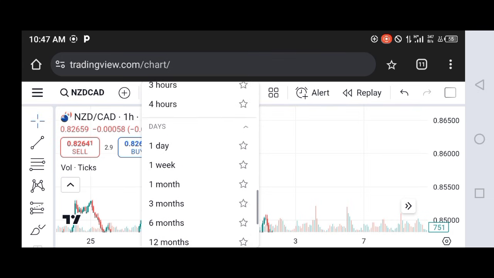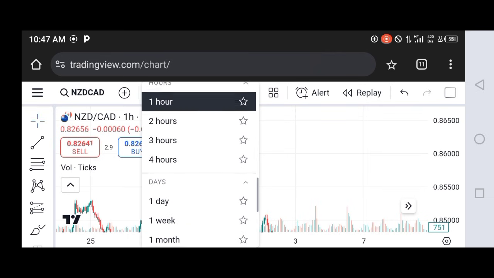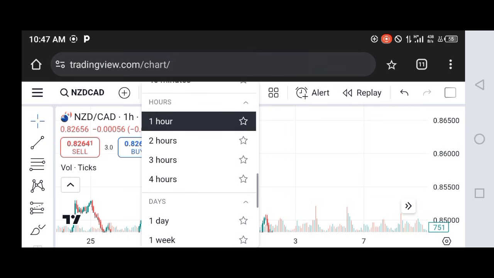If you're a day trader, then you should be looking at the 1 day time frame, the 4 hour time frame, the 3 hour time frame, the 2 hour, and the 1 hour time frame.